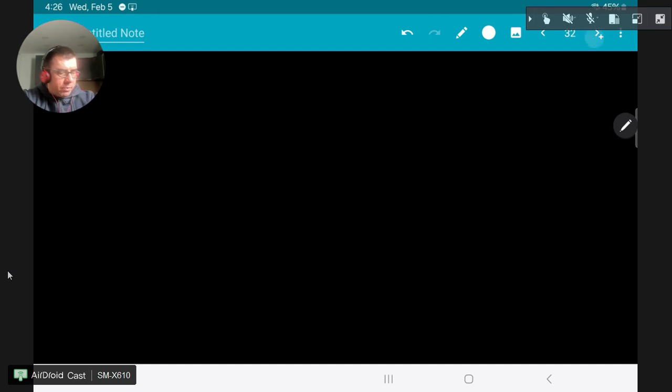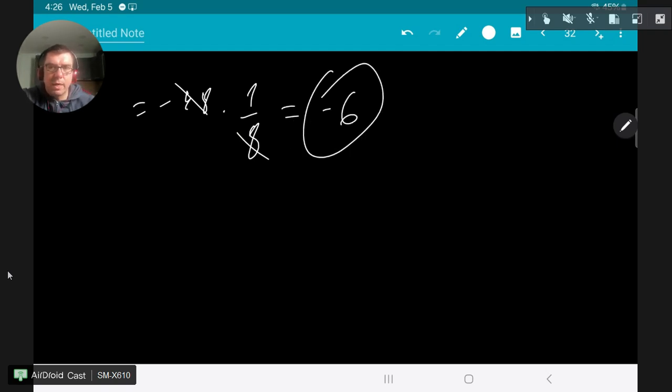1/2 to the power of 3 is 1/8. Like this, 1/2 times 1/2 times 1/2 is 1/8. So minus 48 times 1 over 8. I reduce here, get minus 6. So a equals minus 6.